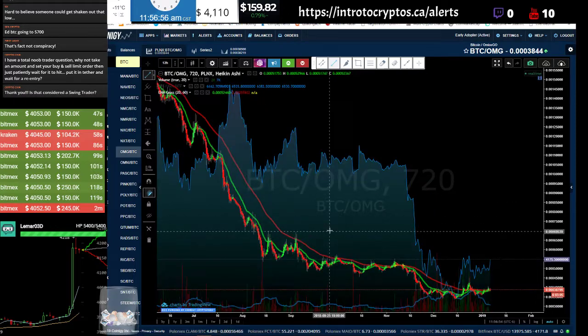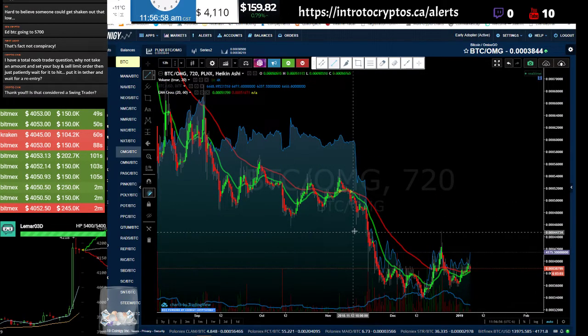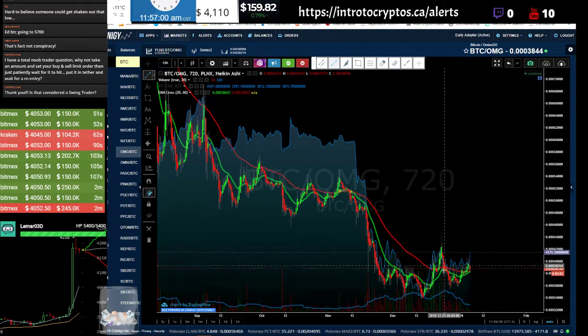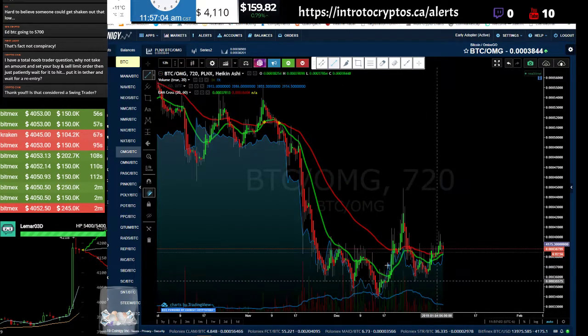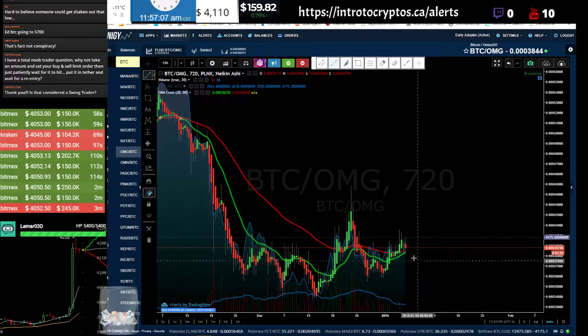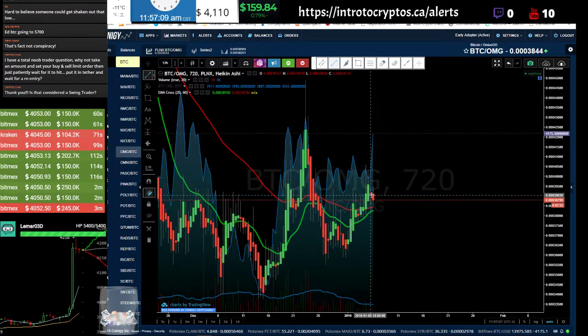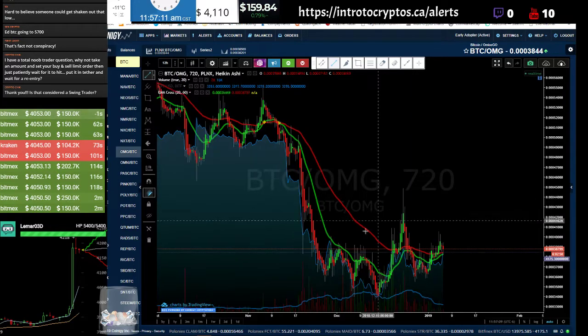OMG. This is better. It's a little bit better. We've got a bottom, a high, a little bit higher bottom, so we've got a failed retest of a recent low, all matching at the same time as Bitcoin. And Bitcoin has taken off, but OMG hasn't in the last few minutes here.